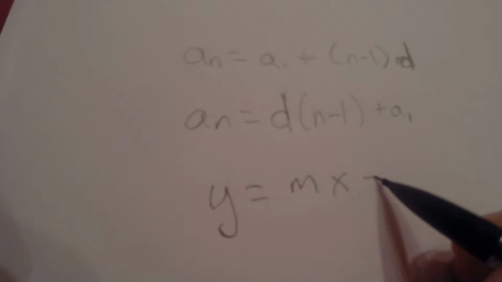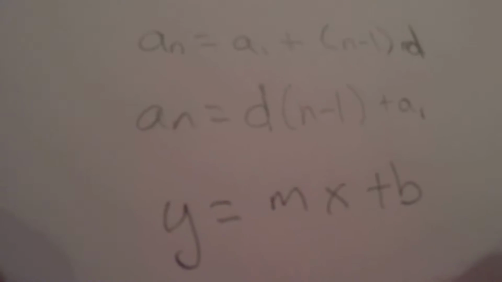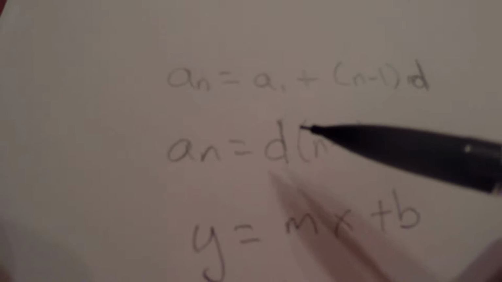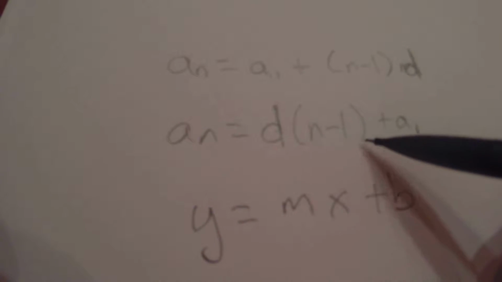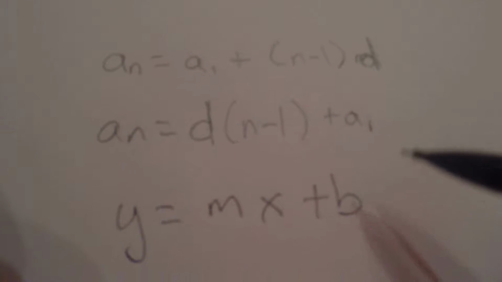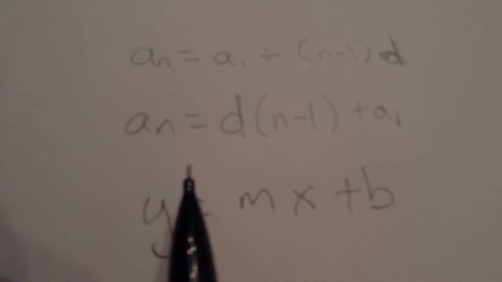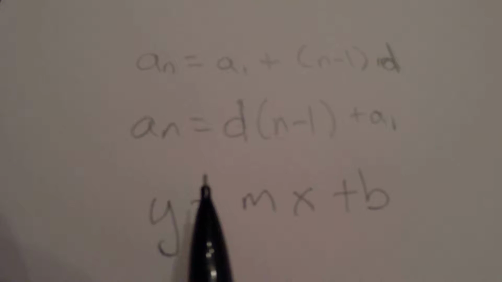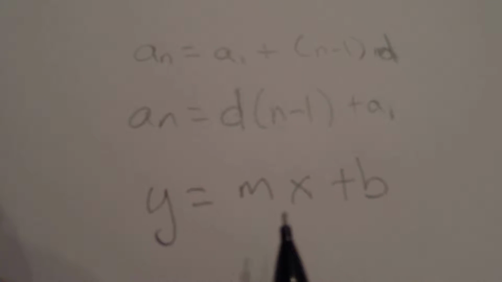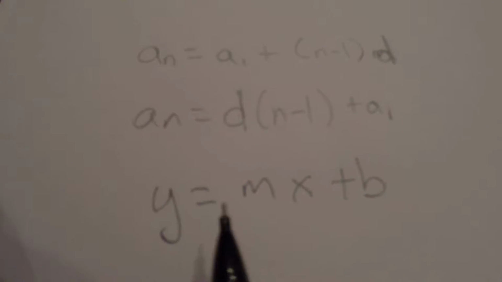Okay, what's going on here is if I rearrange the formula this way, this equation is the same thing as y equals mx plus b. So d gets replaced with m, this is x, and a1 is b. In other words, the equation to find an arithmetic sequence is really the equation of a line. It's the same thing as the equation of a line.